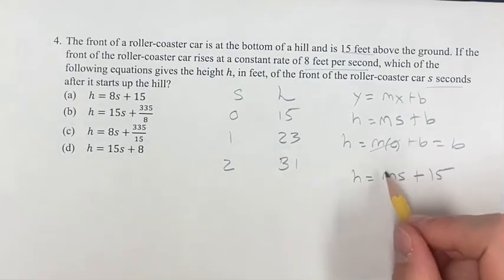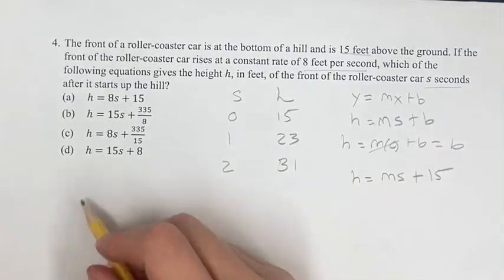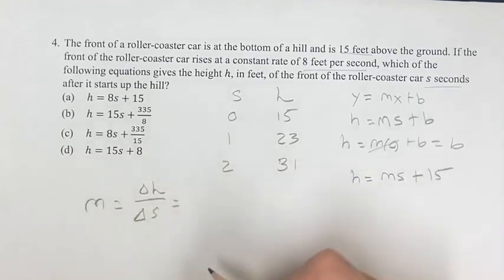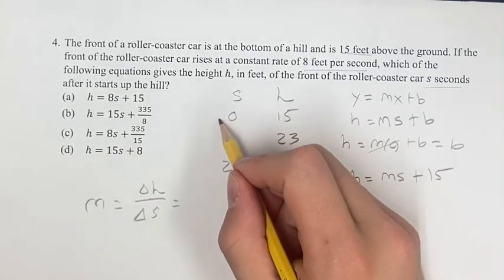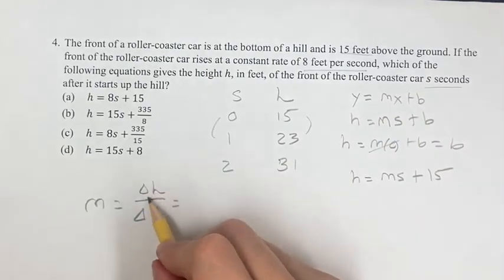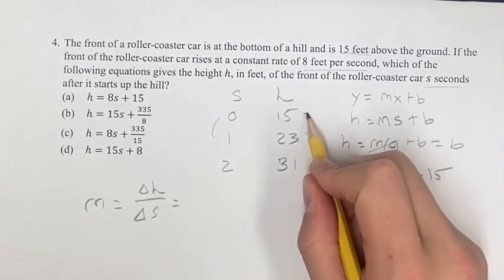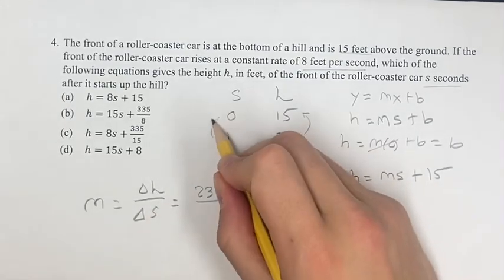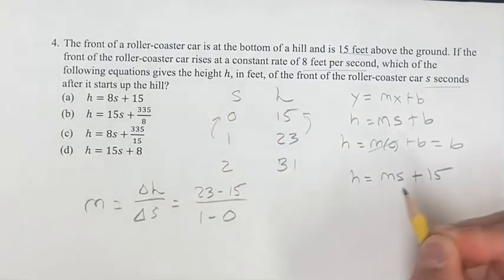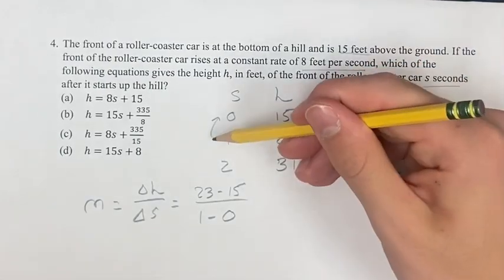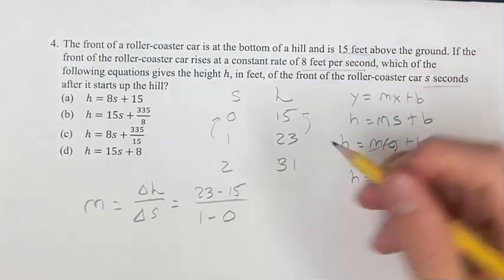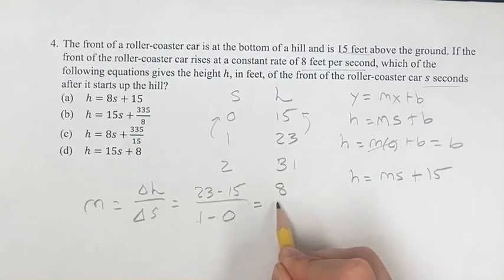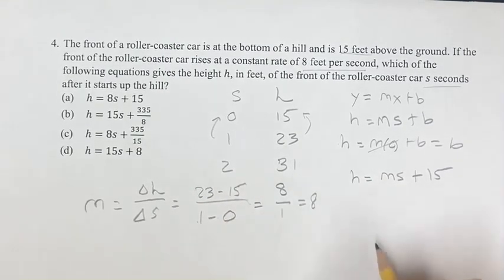Now we just have to find the slope m, which is going to be the change in h divided by the change in s between any 2 points. If you choose these 2 points, the change in h is from 23 to 15, so 23 minus 15. And the change in s is from 0 to 1, so 1 minus 0. The only thing you have to be careful of here is that you're subtracting in the same direction. That's why I drew the arrows, just to help me remember. This gives you 23 minus 15 is 8, 1 minus 0 is 1, so 8 divided by 1 is 8.